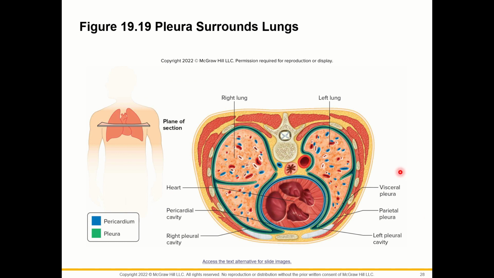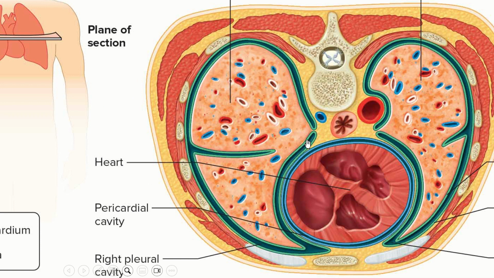Here's the pleura. So see that potential space on the inside. In black here is where the serous fluid is. And it's going to be important for pressure and inspiration and exhalation or expiration.